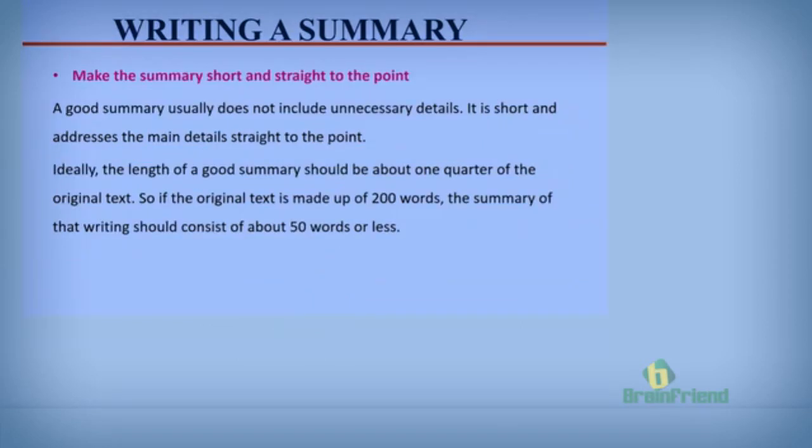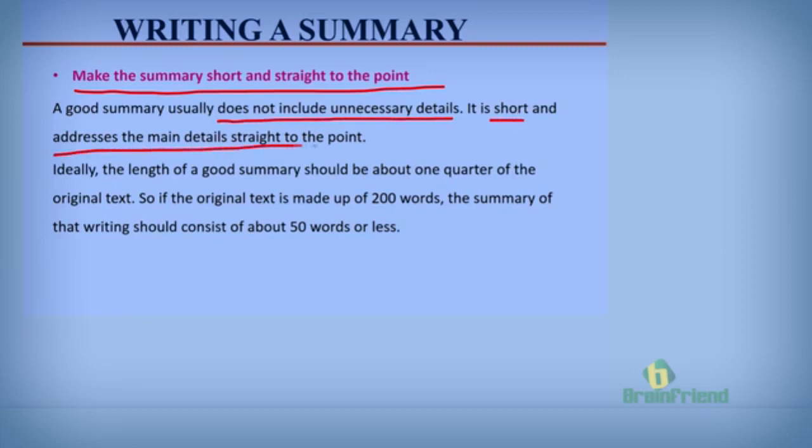Another thing to note is that we should make the summary short and straight to the point. A good summary usually does not include unnecessary details. It is short and addresses the main details straight to the point. Now, ideally, the length of a good summary should be about 1/4 of the original text.